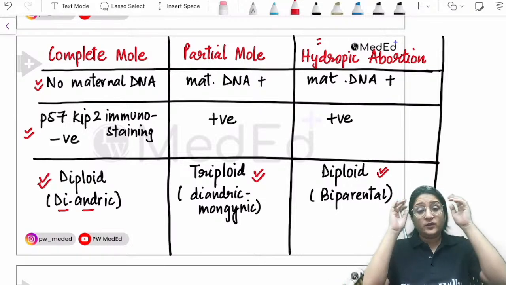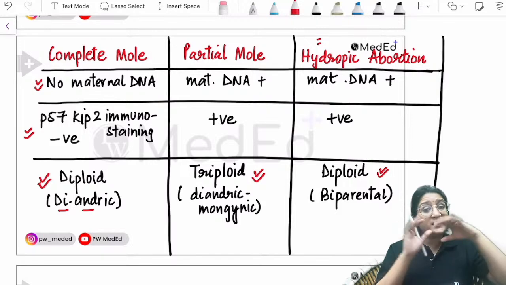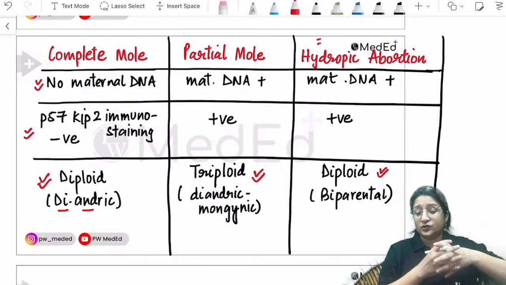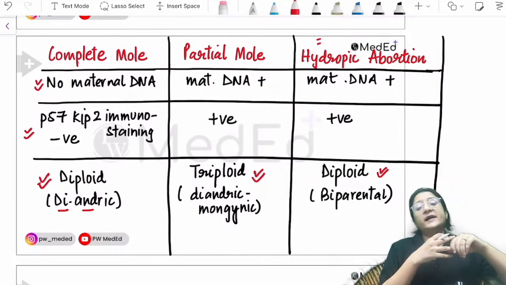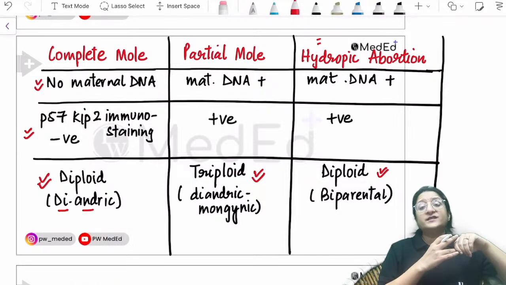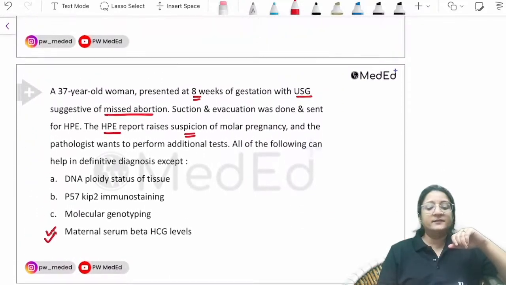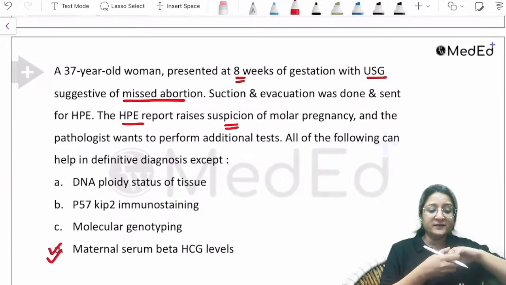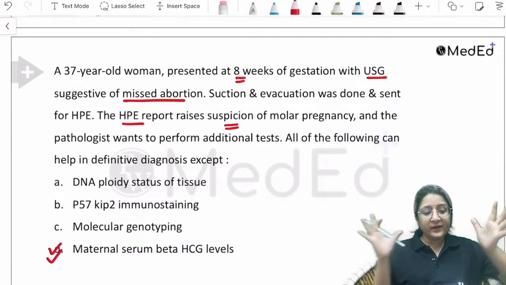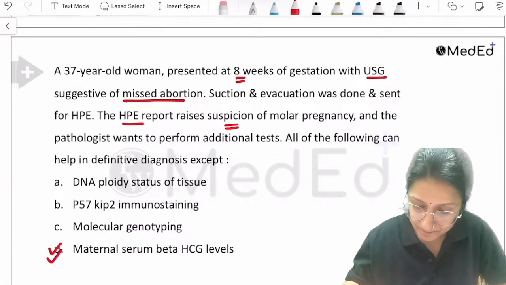So the pathologist got confused whether it is a partial mole or a hydropic abortion. That is why he was asking for additional tests. So he could request P57 KIP2 immunostaining, molecular genotyping, and DNA ploidy status. That would help. But maternal serum beta HCG levels will not provide a definitive confirmation or a definitive diagnosis. So with this, we complete the lecture.